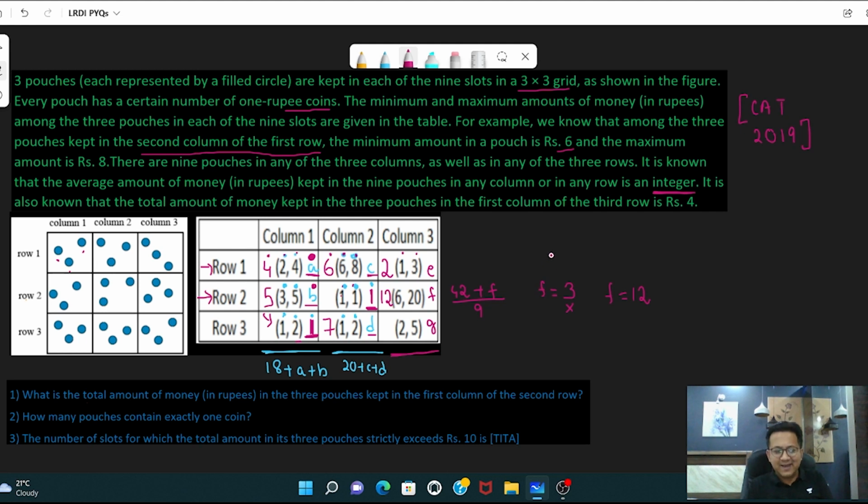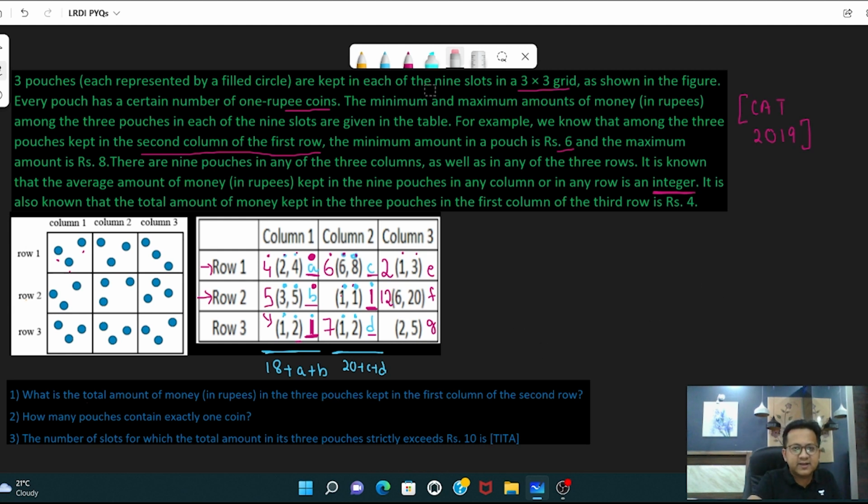Next, what can be the next value in the numerator? After 54, the next can be 63. If you need 63, F has to be 21, because 42 plus 21 is 63. But can F be 21? No. Remember, F has to be in the range of 6 to 20. So 21 is not possible. That means only one value is possible, which is 12. Correct? So we got F as well.